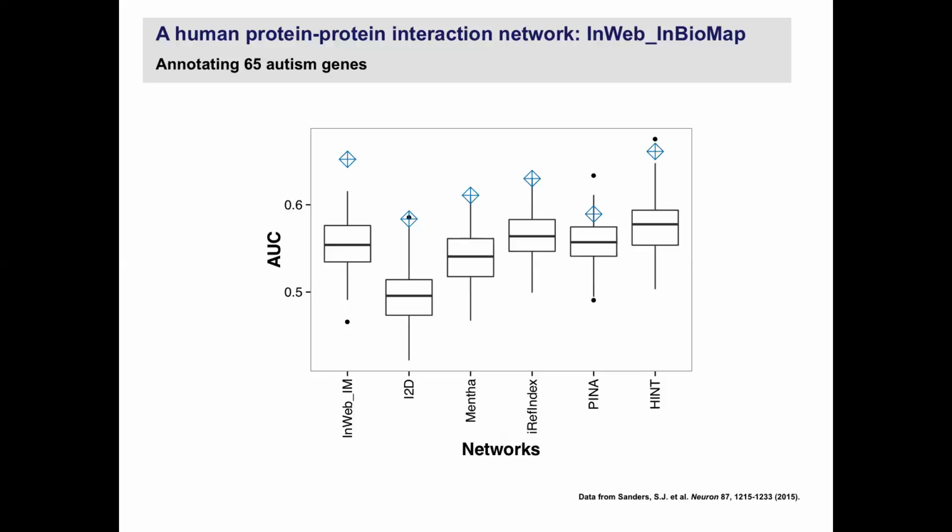And here, as you can see, the blue diamonds are the AUCs of the 65 real autism genes, and this distribution shows the 120 random gene sets, degree matched to the 65 autism genes. InWeb is the only gene network that can distinguish the real autism genes from the random controls, which confirmed the potential for InWeb to study psychiatric disorders. And I'll come back to this point later.